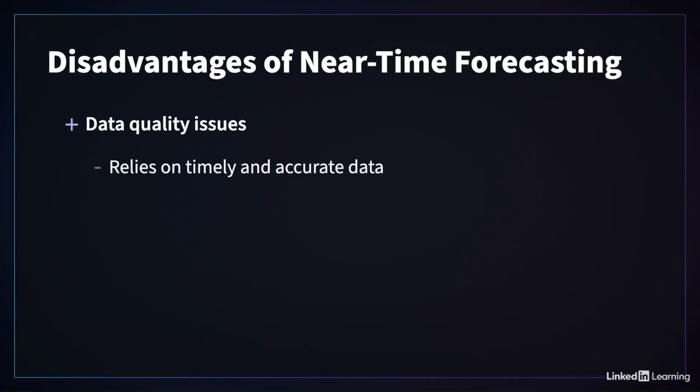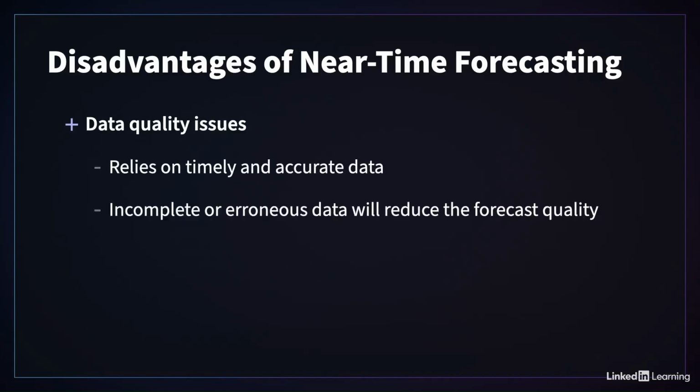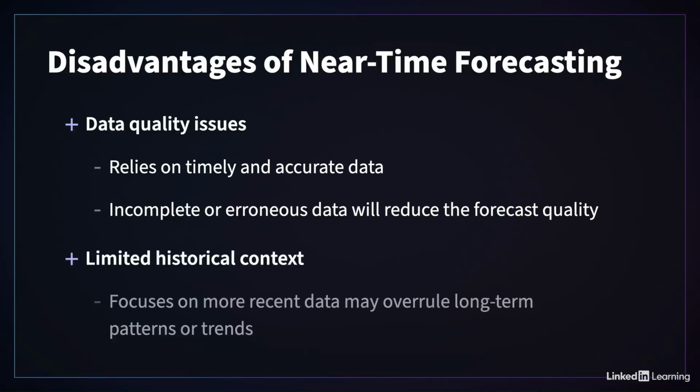Near-time forecasting also relies heavily on timely and accurate data. Incomplete or corrupt data can reduce the quality of the forecasts, in the worst case without you even noticing it. Additionally, the focus on more recent data may sometimes overrule long-term patterns or trends that could be more important for certain use cases, such as seasonality factors.